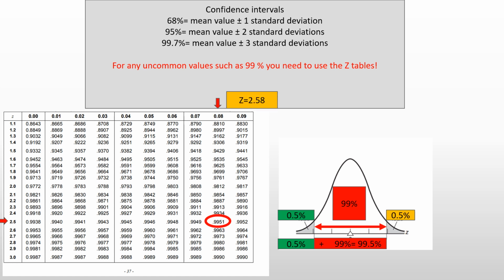So the number of standard deviations that we will have is the mean plus or minus 2.58 standard deviations for 99%, right? So that's the value we'll be using.